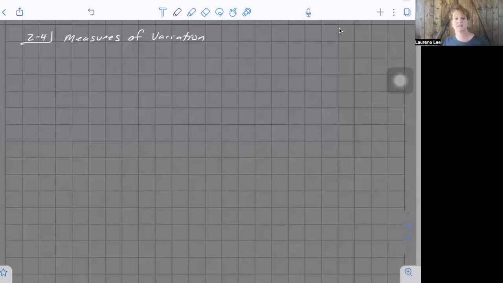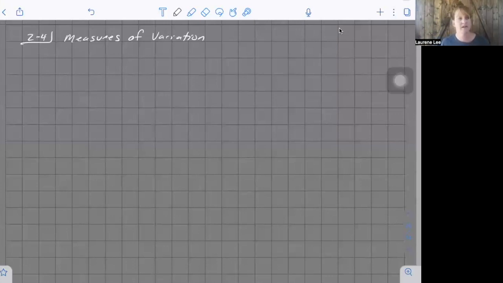And then the second thing is measures of variation. What measures of variation tell you is how spread out the data is. Because you could have a middle and all of your data could be clustered right around that middle, or you could have a middle and there's a bunch of data way out here and way out here. And those are two very different scenarios. So understanding how spread out the data is pretty important in understanding what's happening with the data.